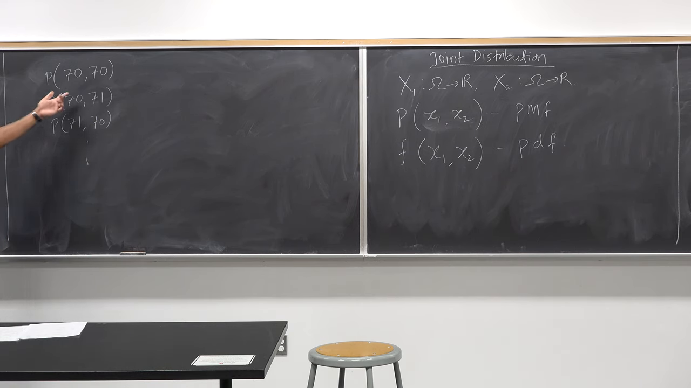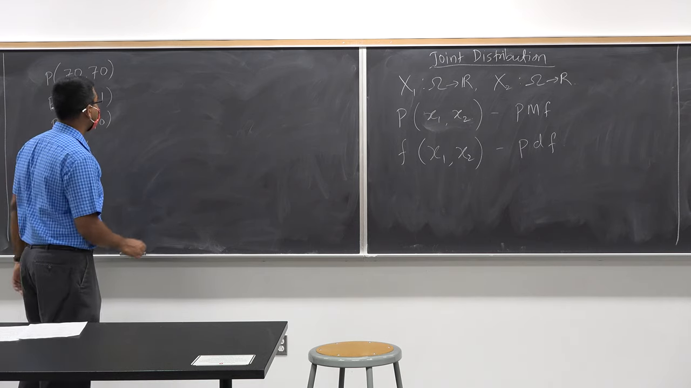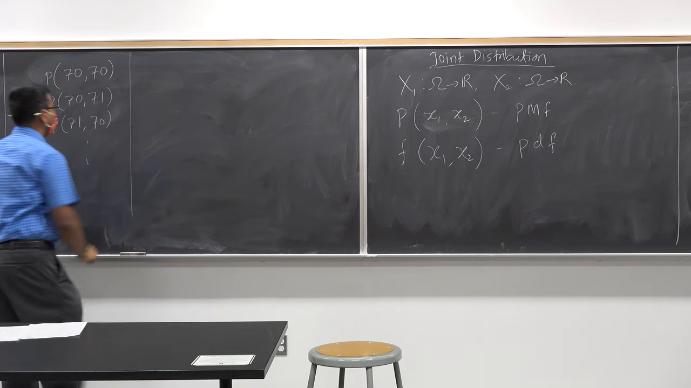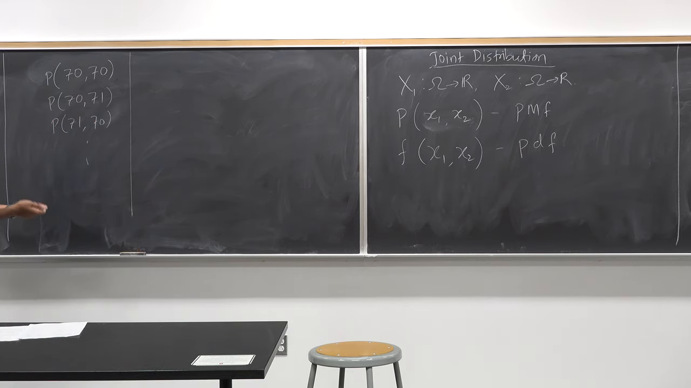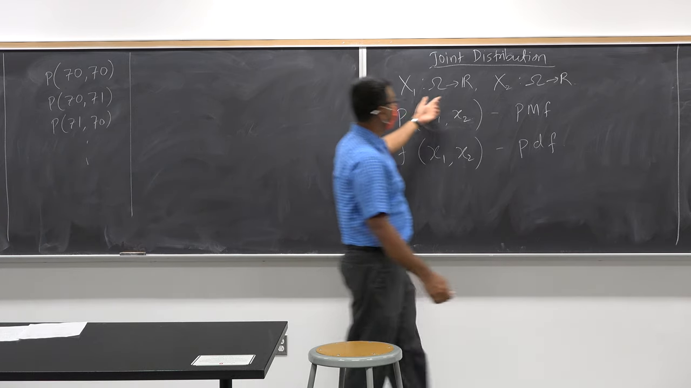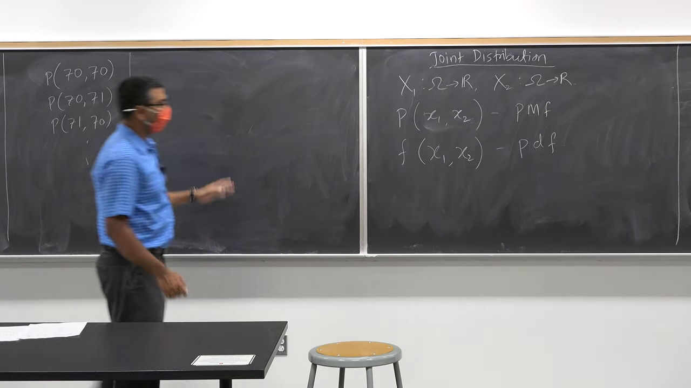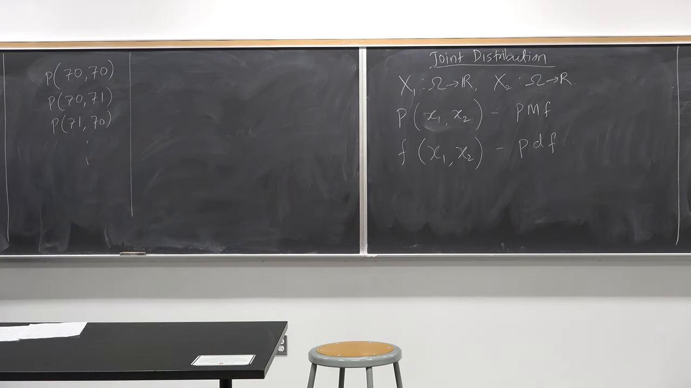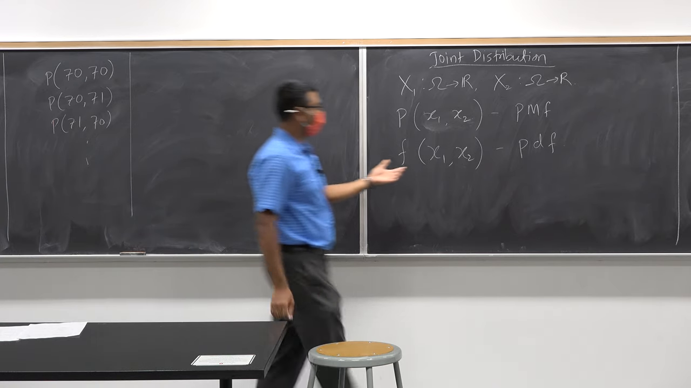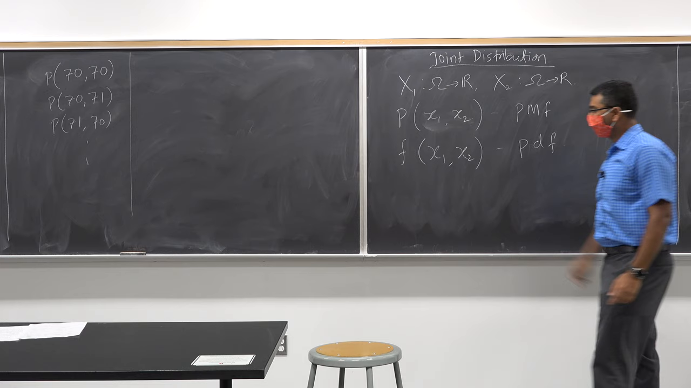So this is the chance that the temperature in both rooms is 70 degrees Fahrenheit. This is the chance that room 1 is at 70 degrees Fahrenheit and room 2 is at 71 degrees Fahrenheit, and so on and so forth. So that's the probability mass function case, where we are looking at discrete variables. So X1 and X2 are taking discrete values. On the other hand, when they are taking continuous values, we define the probability density function as f of x1 comma x2.